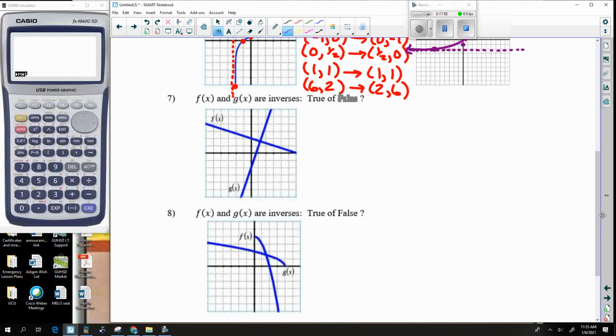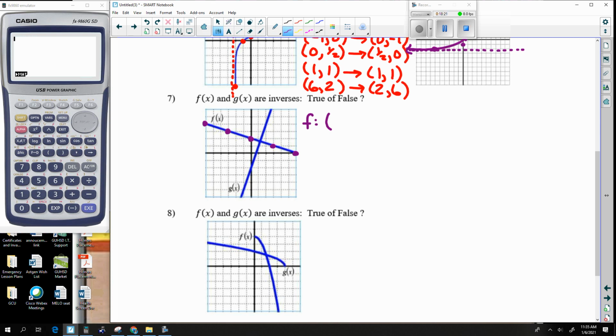F and G are inverses, true or false? I don't know. To do that, I'm going to pick out some points that I see that are on F. And all of these points have to exist on the G equation, if they are indeed inverses.